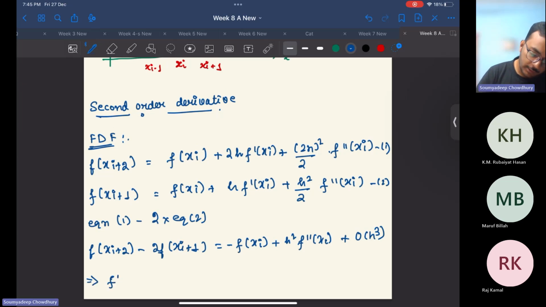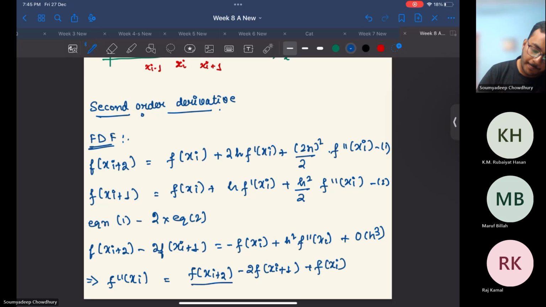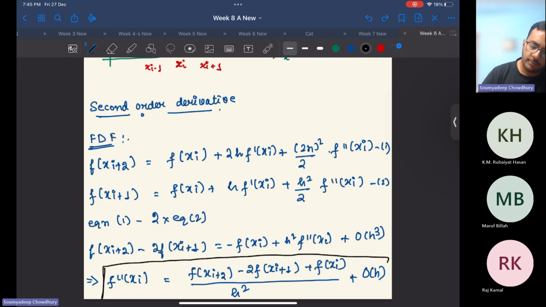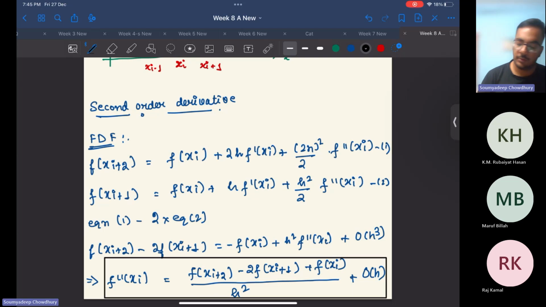From this, if you try to find out f double dash xi, that will be f of xi plus 2 minus 2f of xi plus 1 plus f of xi upon h square plus O of h. So this is the formula of the second order derivative using the forward difference scheme.